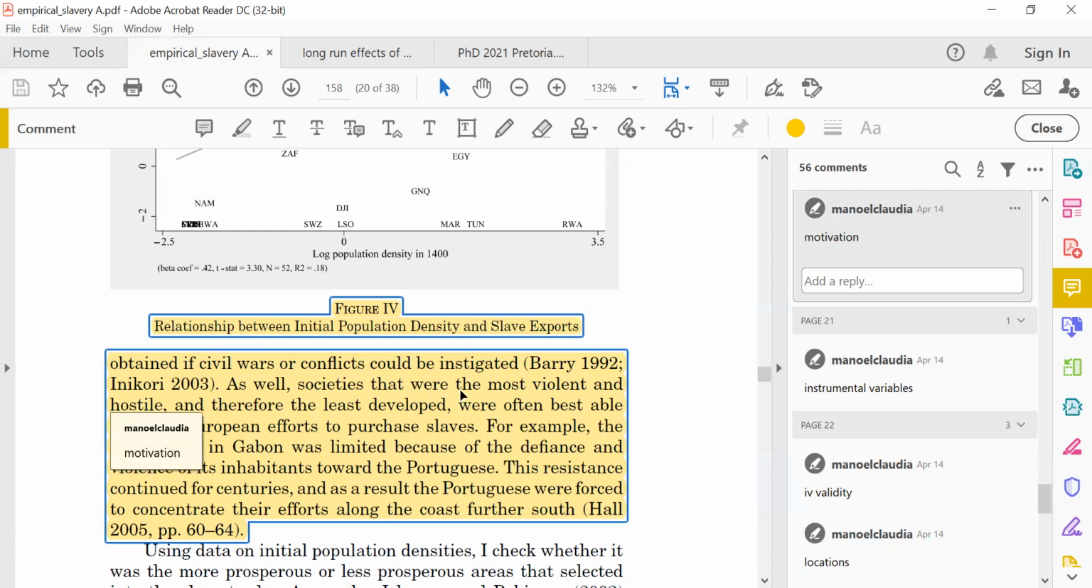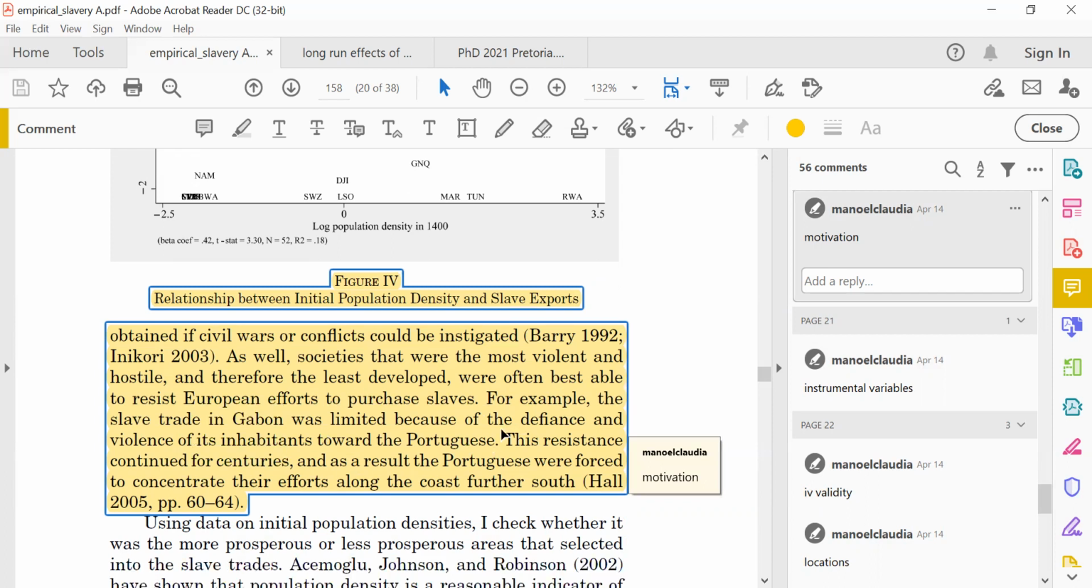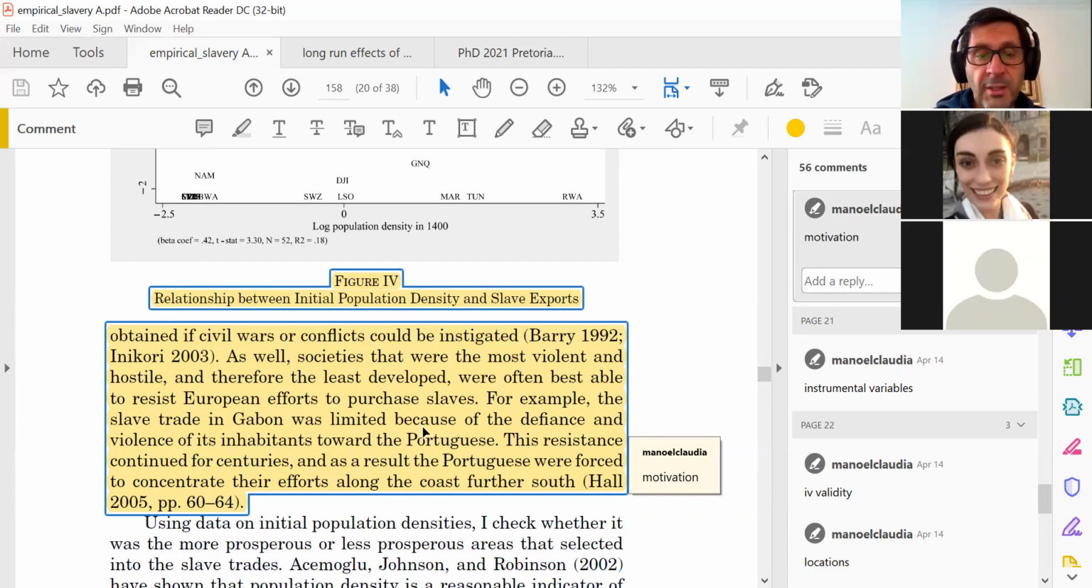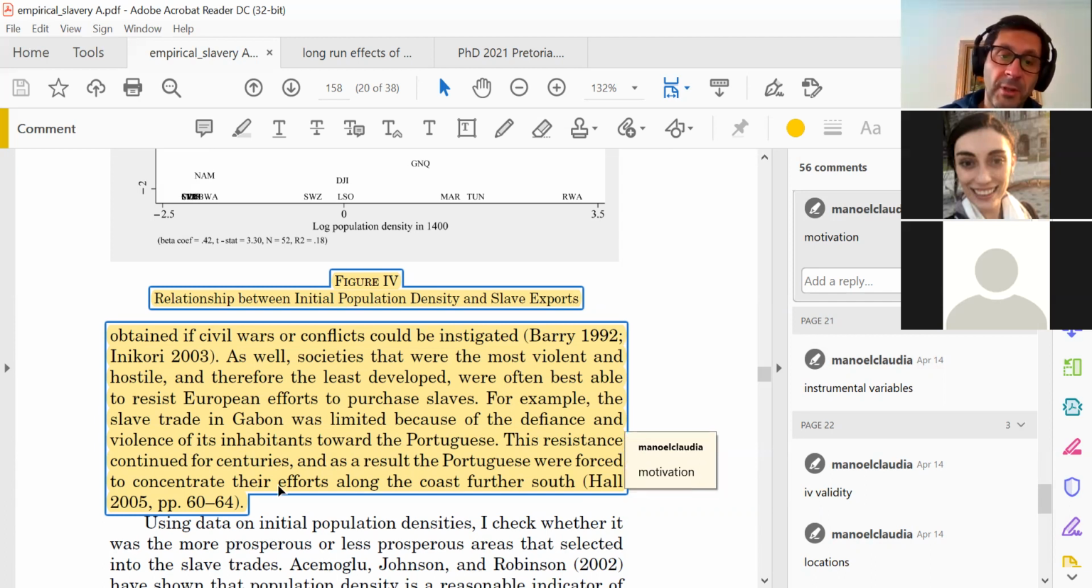As well, societies that were the most violent and hostile, and that was going to be hard work, right? And therefore, the least developed were often best able to resist European efforts to purchase slaves. For example, the slave trade in Gabon was limited because of the defiance and violence of its inhabitants towards the Portuguese. This resistance continued for centuries, and as a result, the Portuguese were forced to concentrate their efforts along the coast further south.